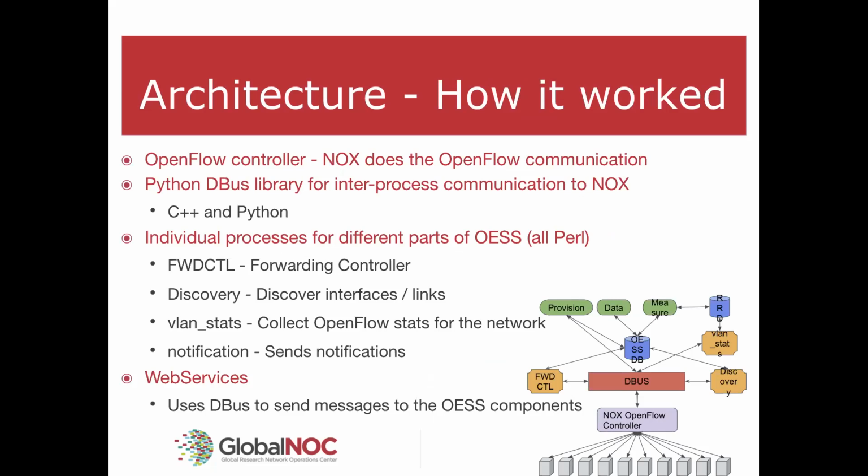We've got the OpenFlow controller and it had this Python binding to it. So we actually ended up writing a Python script that listened for dbus messages and would also emit dbus messages. And that's how we did all of our inter-process communication from the NOX controller to all the other components of OESS. There were a bunch of individual processes that were long living for OESS. All of these were written in Perl.